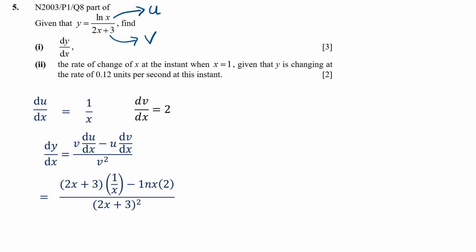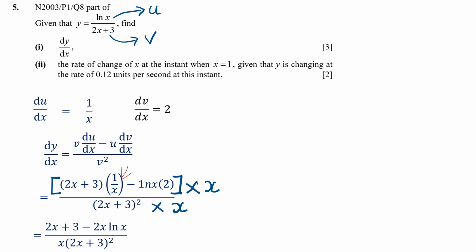All right. So you see that we have a fraction here. So I'm just going to multiply every term at the numerator with x, and also the denominator with x. So this is how I end up. Your 1 over x times x will just give you 1. So you're only left with 2x + 3. And then 2 ln x times x will give you 2x ln x. And of course, the denominator will just be x(2x + 3) to the power of 2. So that is your dy/dx.